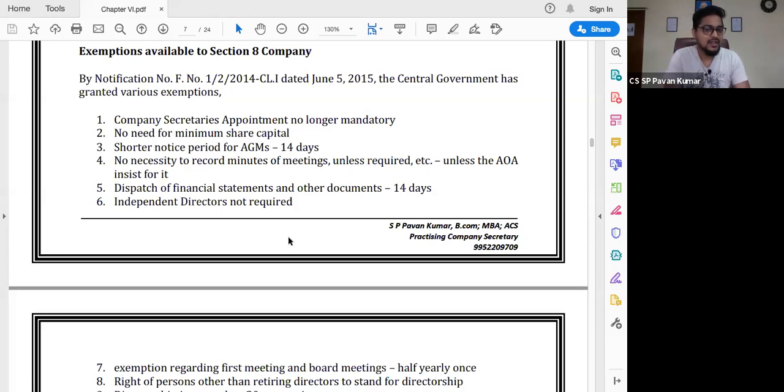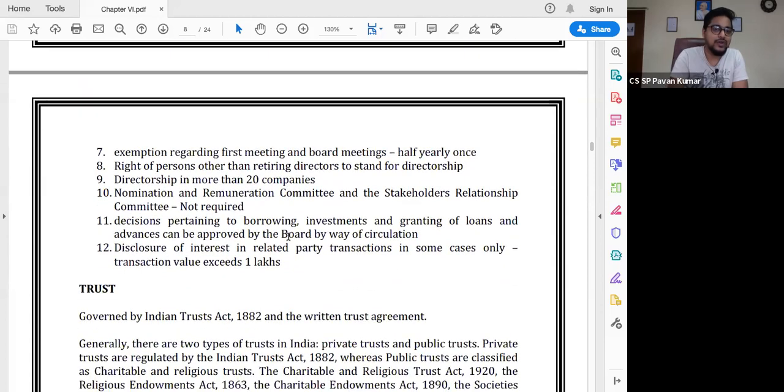Independent director is not applicable to a Section 8 company. So all the clauses which are related to independent directors do not apply to a Section 8 company. We've also seen that the first board meeting of every company should be conducted within 30 days from the date of incorporation, and at least 4 board meetings have to be conducted every year. This condition is also taken away for a Section 8 company, and if they can conduct 1 board meeting every half year, that is sufficient.